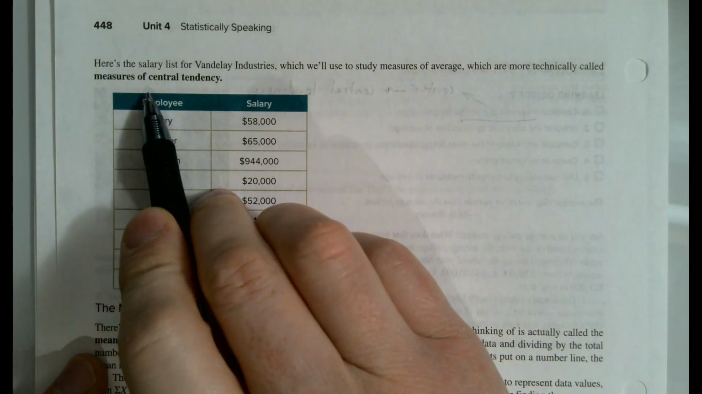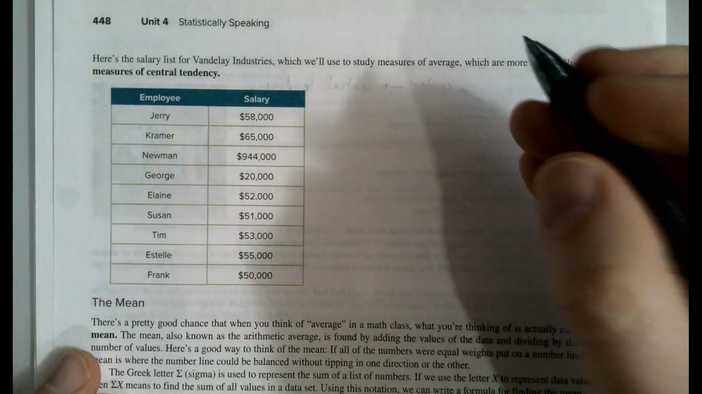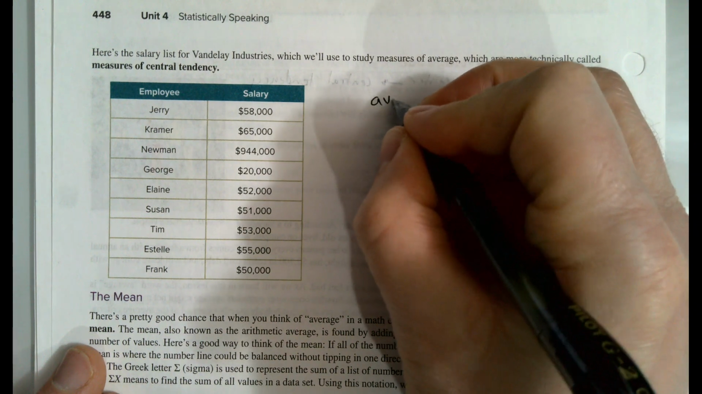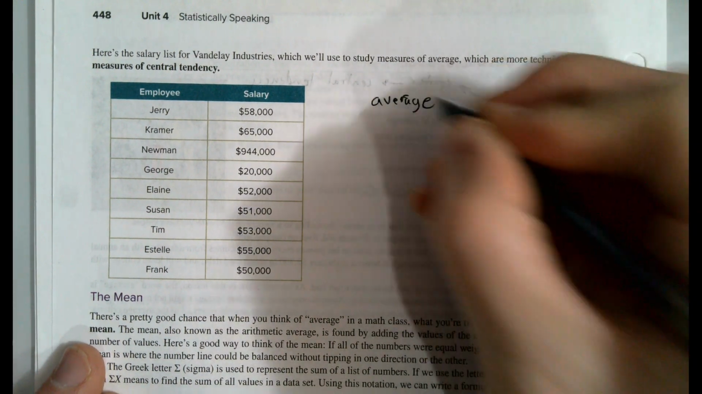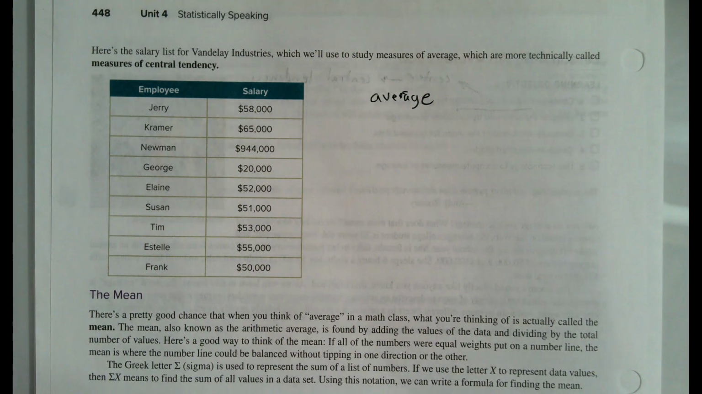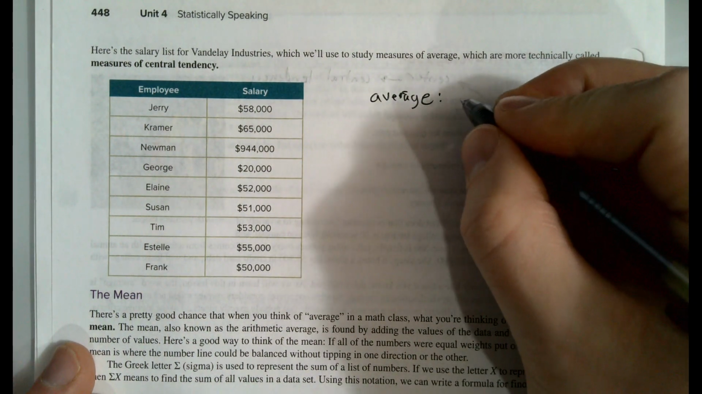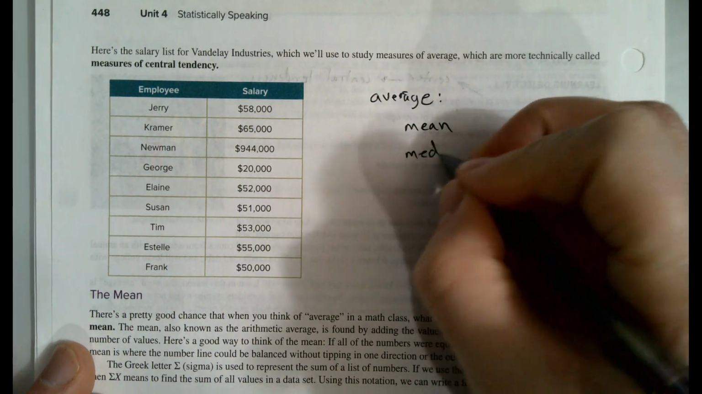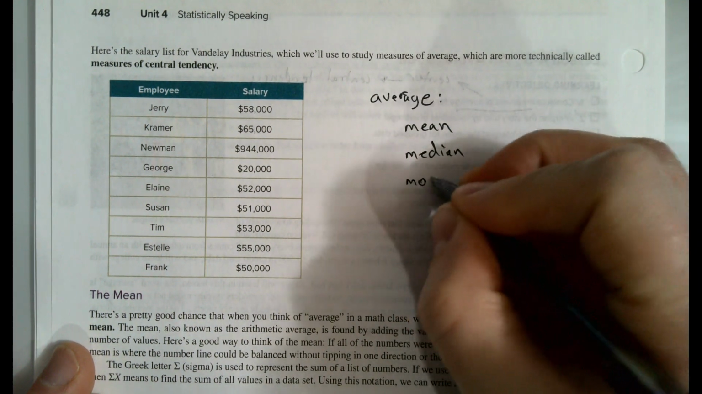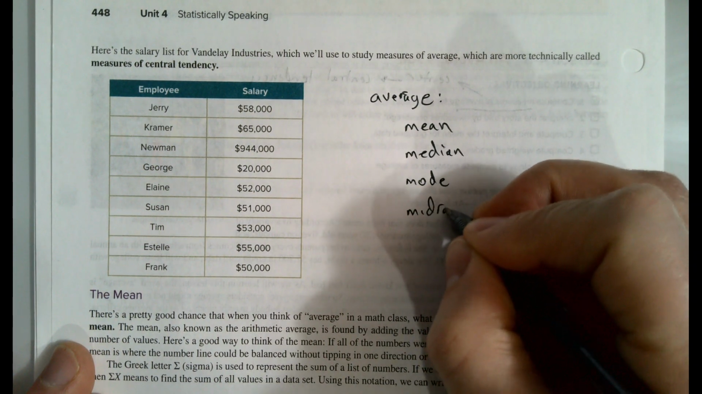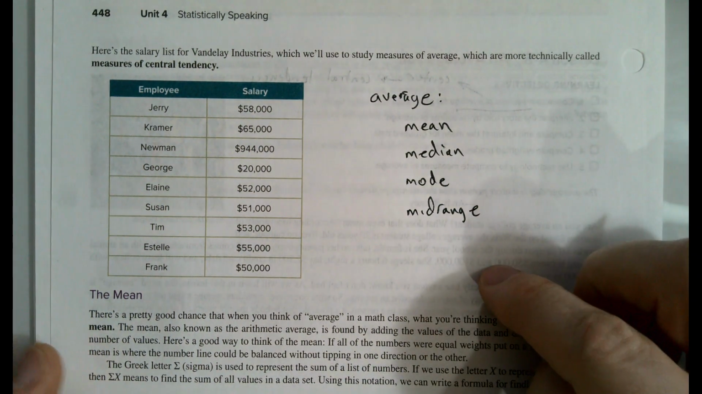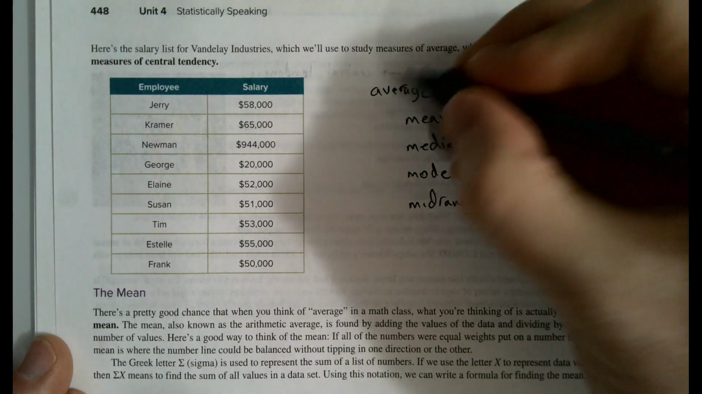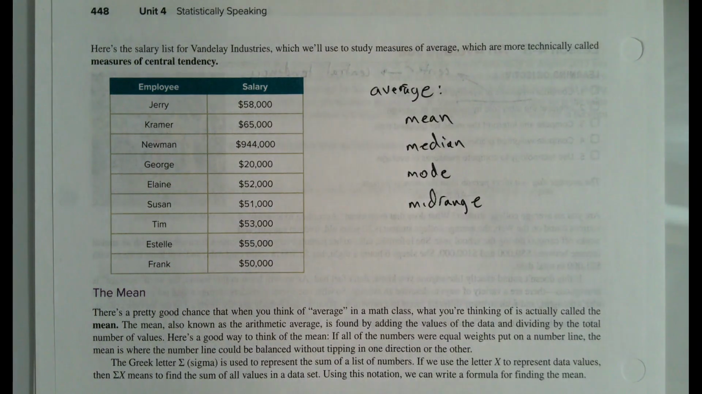Notice our author here is talking about measures of central tendency. What I want you to note is that this word average could be four different things. In our textbook, our author has us thinking about it as it could be a calculation of a mean, it could be a median, it could be a mode, or it could be a mid-range. Each one of these four types of measurements tells us something about the average. And it might be that one of them is a better measure of average for the data set than another.